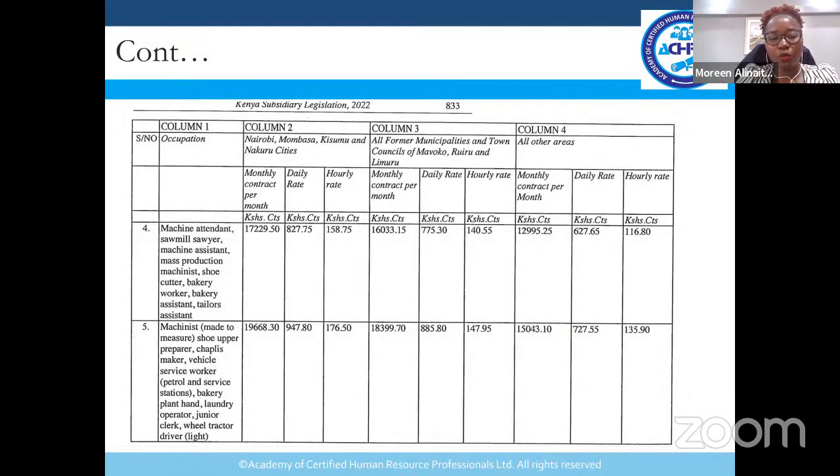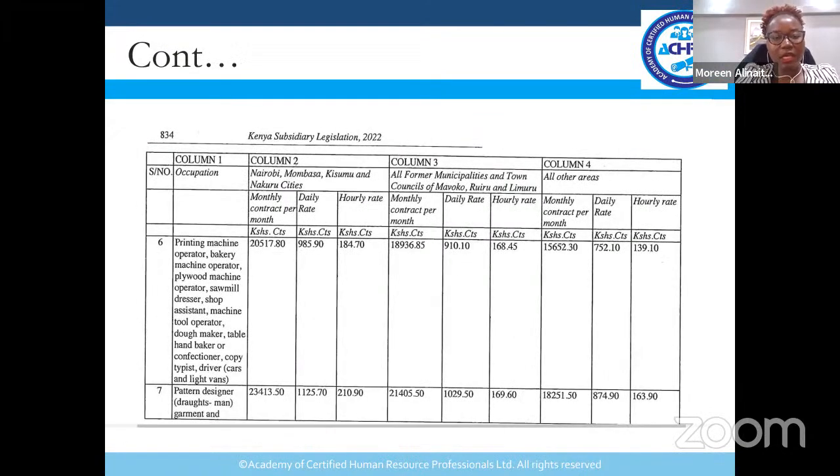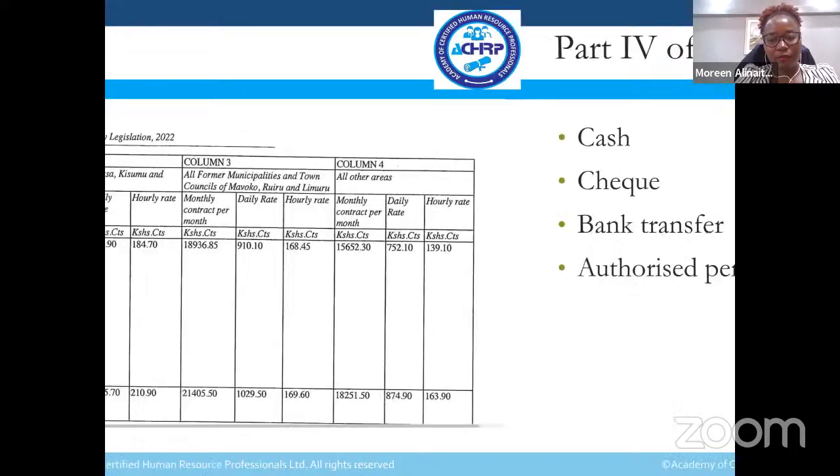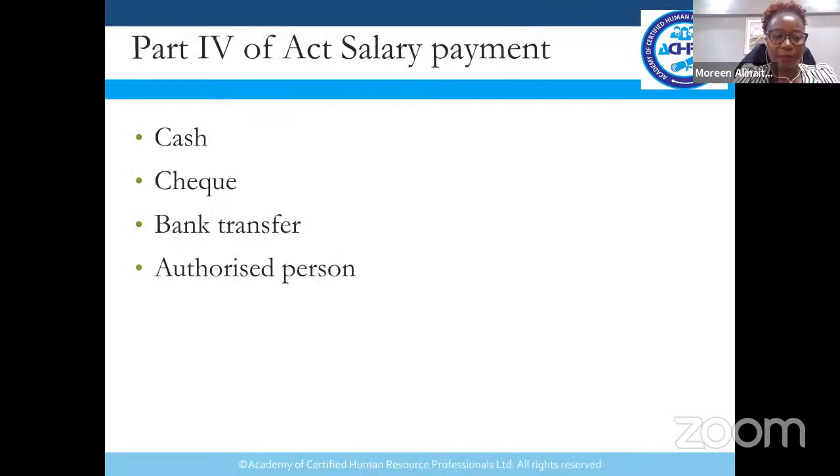I will not go deep into them, but at least we can see there is a provision for Nairobi, Mombasa, Kisumu, and Nakuru cities. Those are the cities. Then we have all former municipalities, the town councils of Mavoko, Ruiru, and Limuru, and then we have all the other places, okay? We have all the other places that follow, that have their bare minimum.